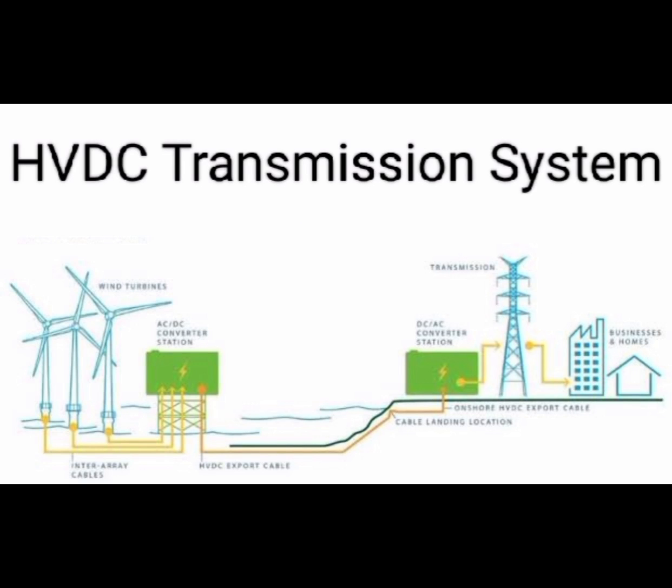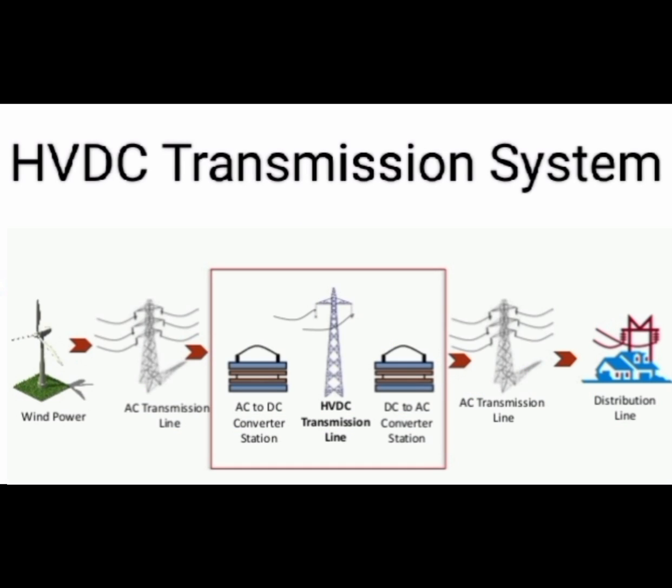Here's an example of an HVDC, high voltage direct current, transmission system from a wind turbine to a home. Step 1. Wind turbine. A wind turbine generates electricity at a voltage of 33 kV AC. The electricity is sent to a nearby substation. Step 2. Substation. The substation converts the 33 kV AC to 150 kV AC using a transformer. The 150 kV AC is then sent to an HVDC converter station.